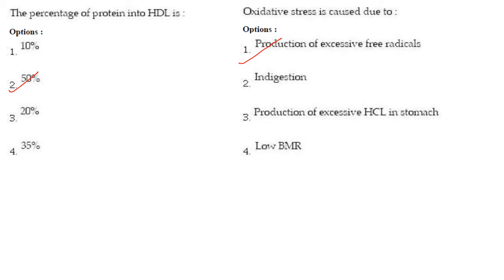Next one, oxidative stress is caused due to option 1 production of excessive free radicals, option 2 indigestion, 3 production of excessive HCl in stomach, and 4 low BMR. Answer is option 1 production of excessive free radicals. Sorry, that's not the answer I said earlier.